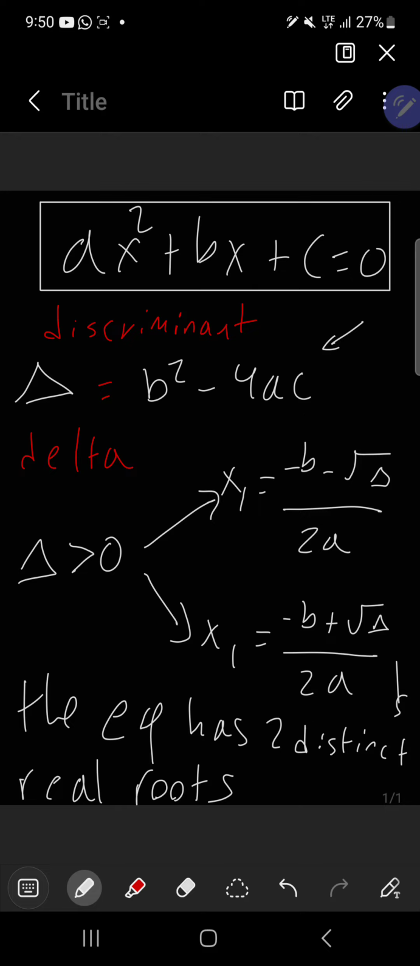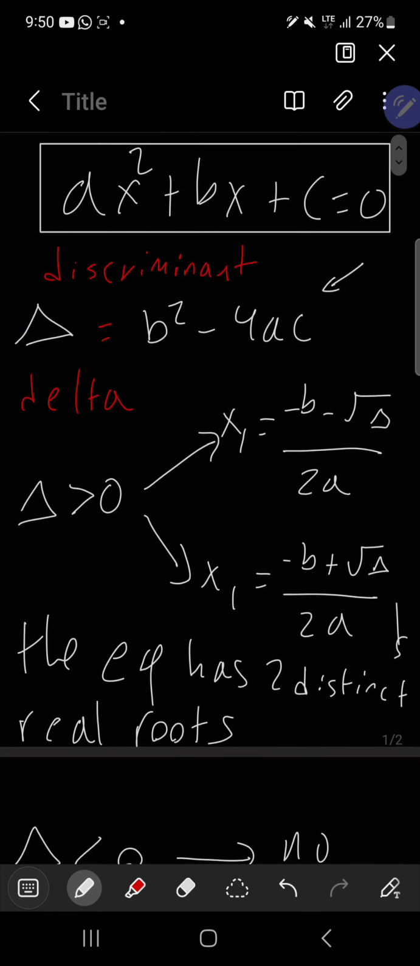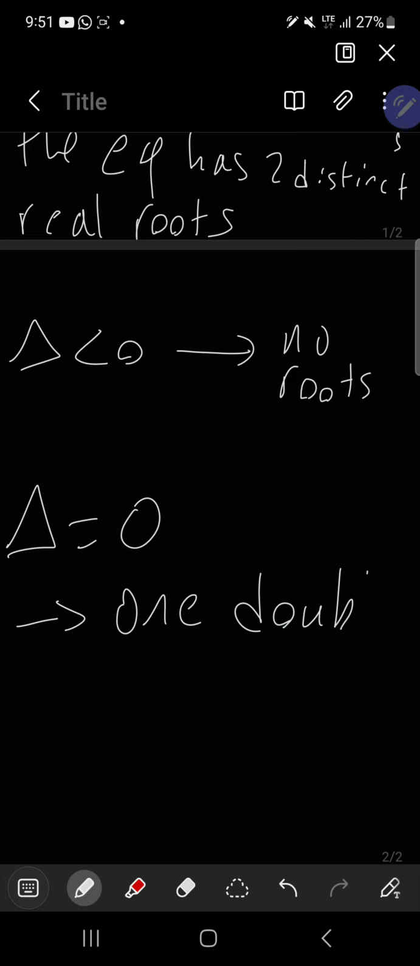Now if delta is negative, it's my favorite one. If delta is negative, then it has no roots. Okay, it simply has no roots. There is no number that we can substitute with x that gives us 0 in this case. Okay, and the final one is if we have delta equals 0, then we get one double root, which basically means for now that we have one root for the equation.